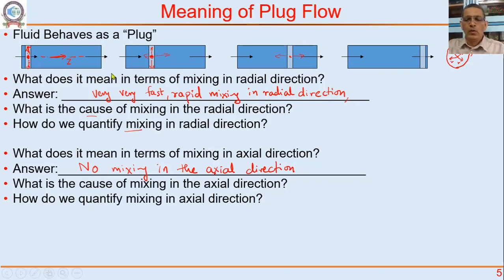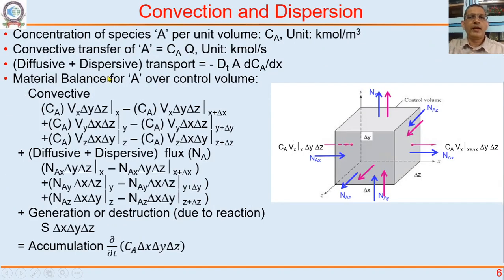One way to quantify that is to write a conservation equation consisting of two parts, convection and dispersion, in a control volume. So you have done this in your undergraduate course. Okay. I'm just trying to remind you of the different things that you have done in your undergraduate course. So imagine this is a control volume, a small element of size delta x, delta y, delta z.